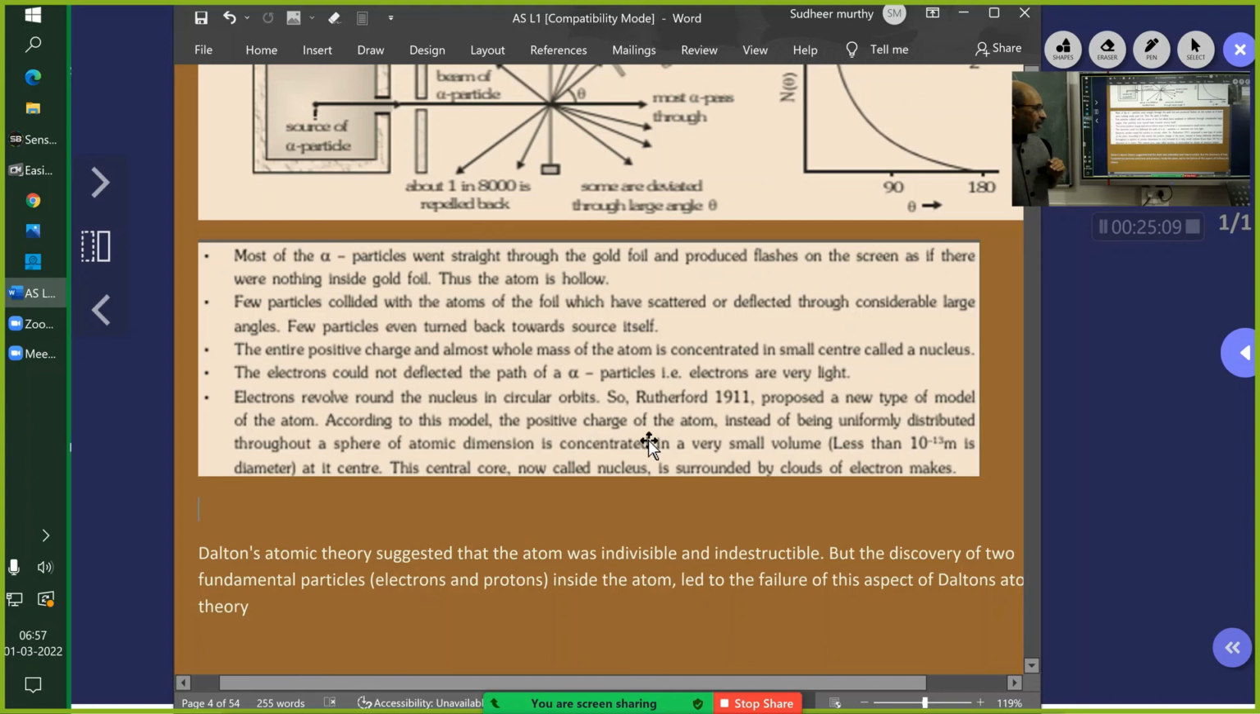According to this model, the positive charge of the atom, instead of being uniformly distributed throughout the sphere of atomic dimension, in comparison with the Thomson model, is concentrated in a very small volume, less than 10 to the power of minus 13 meters. See, these figures are very interesting. That is the diameter at its center. This central core, now called the nucleus, is surrounded by a cloud of electron rings. Yes, that word is important, a cloud of electron rings.